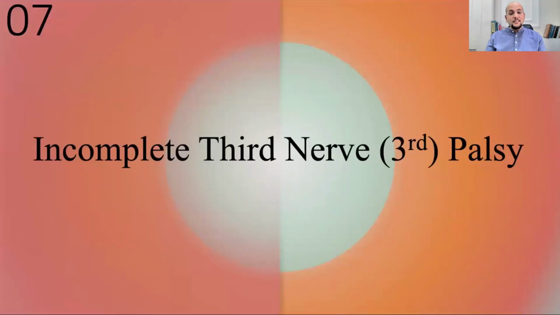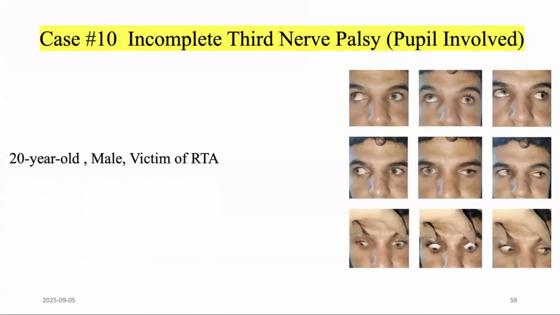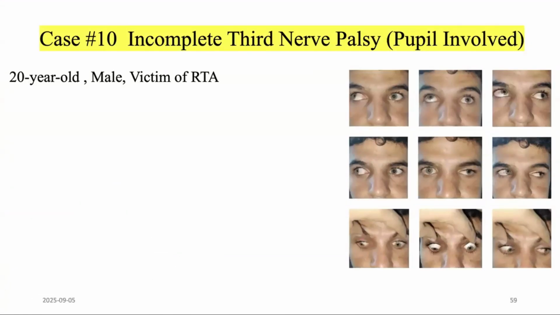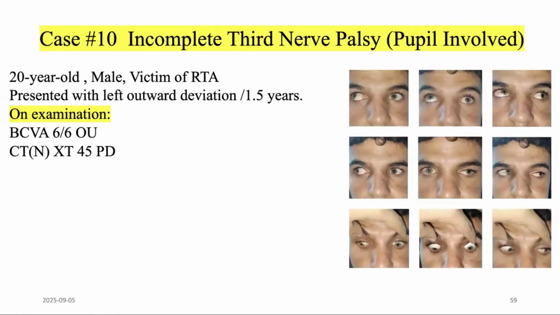Coming to cases of incomplete third nerve palsy, that young man, 20-year-old, victim of road traffic accident, presented with left outward deviation for 1.5 years. On examination, vision is good with glasses. He had exotropia of 45 prism diopter at distance, 35 prism diopter at near, and that is very common in patients with third nerve palsy.